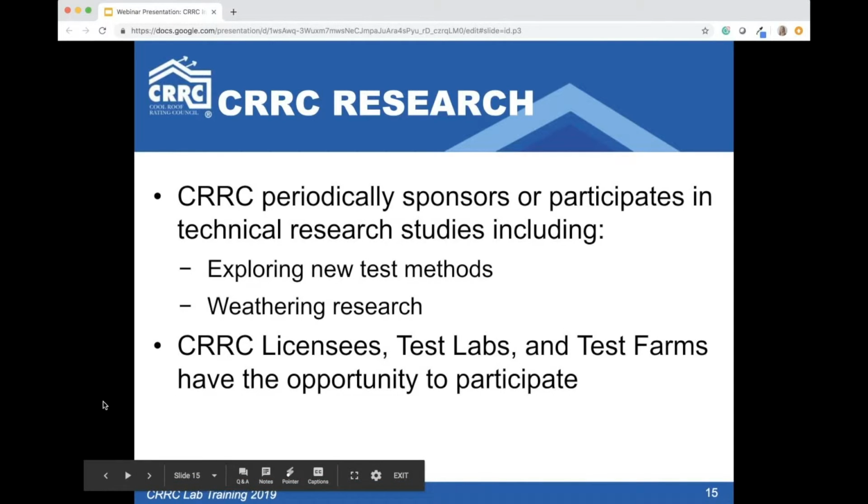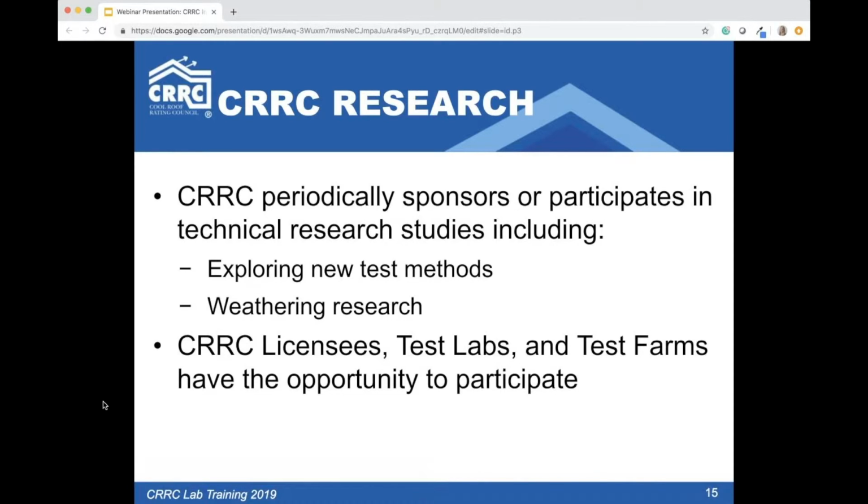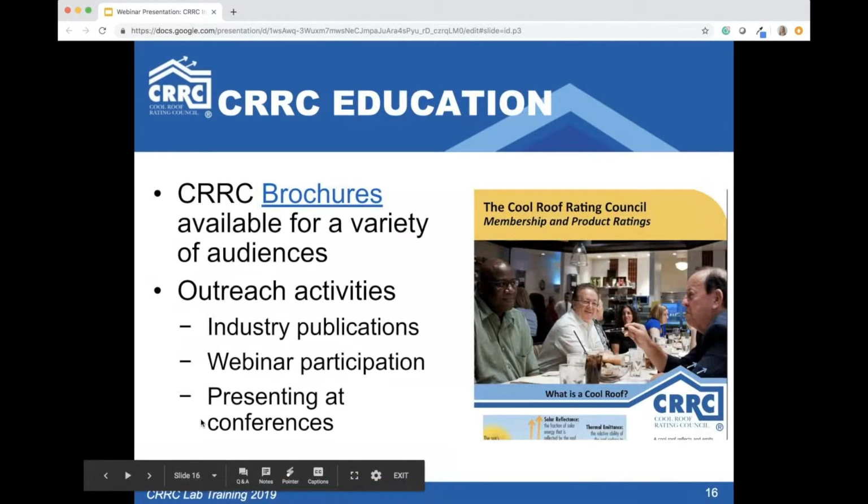So research studies are also great because it gives the licensees, test labs, and test farms of the CRRC an opportunity to participate in something other than just rating products. So kind of furthering the research in this industry. And we have relied on test labs and test farms for a lot of research. We've received donations from licensees. So this is really valuable, and we really, again, appreciate their participation.